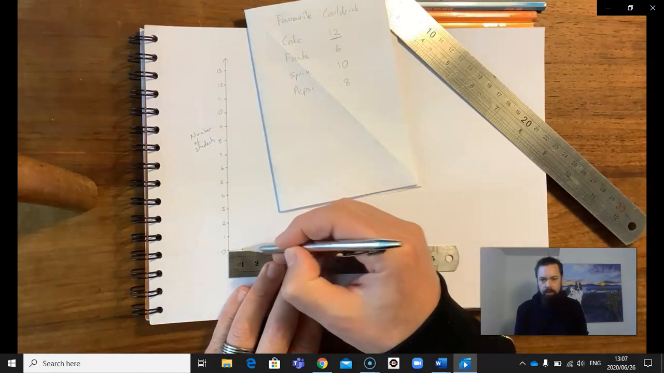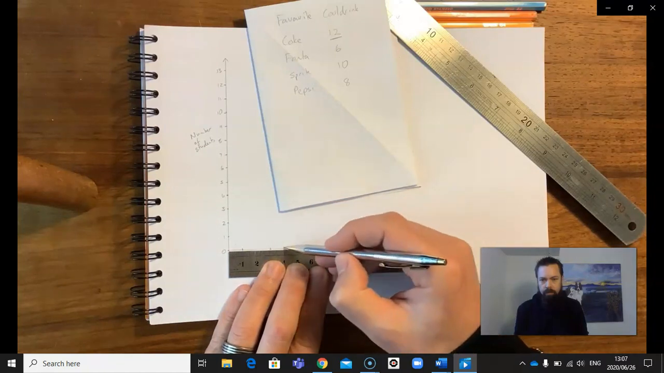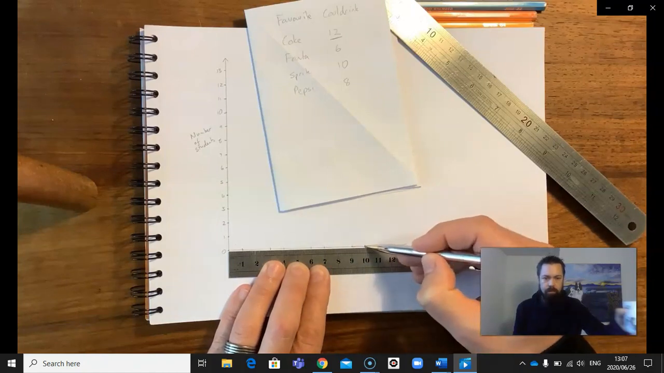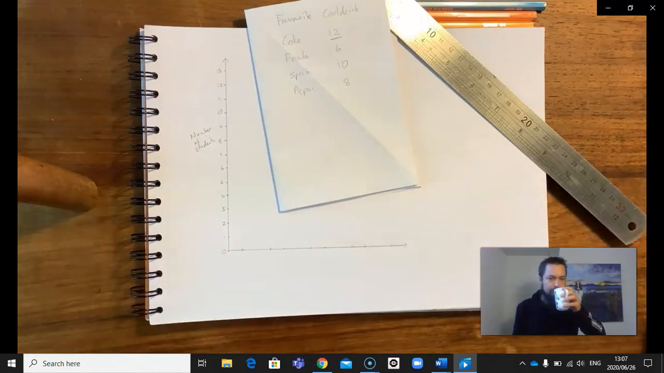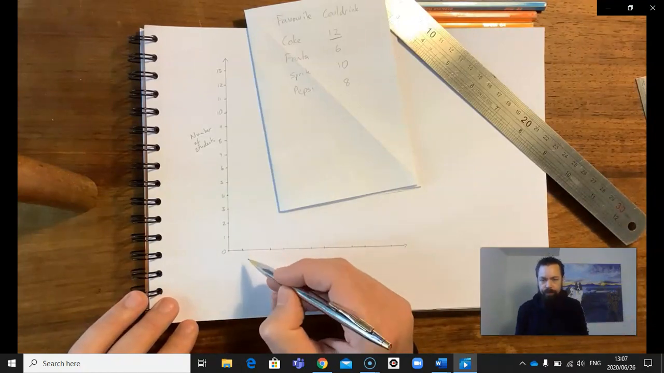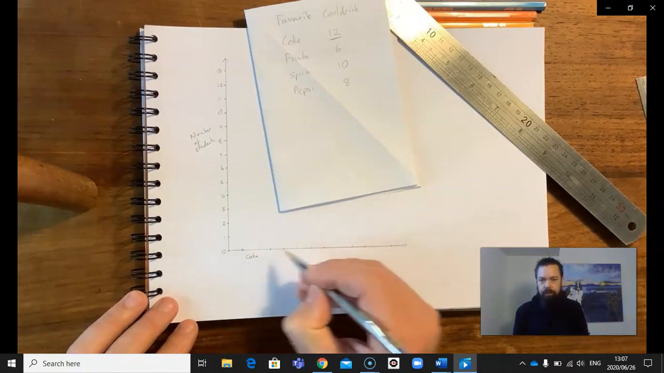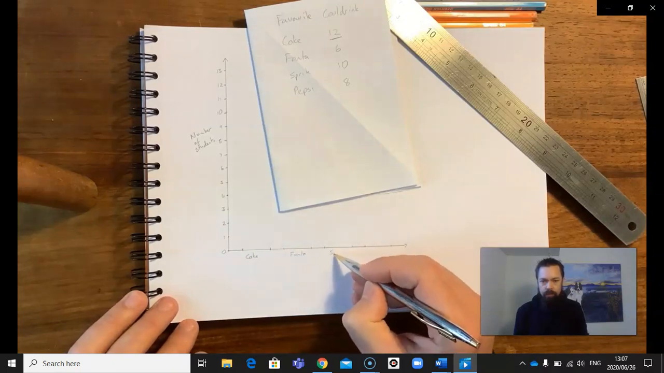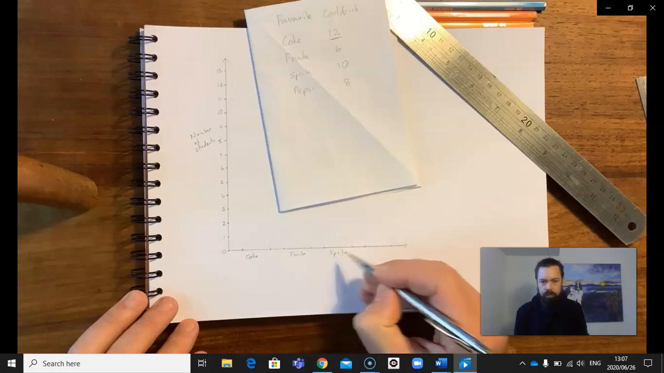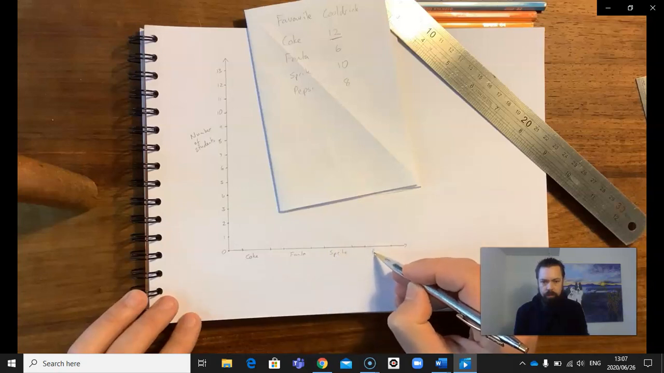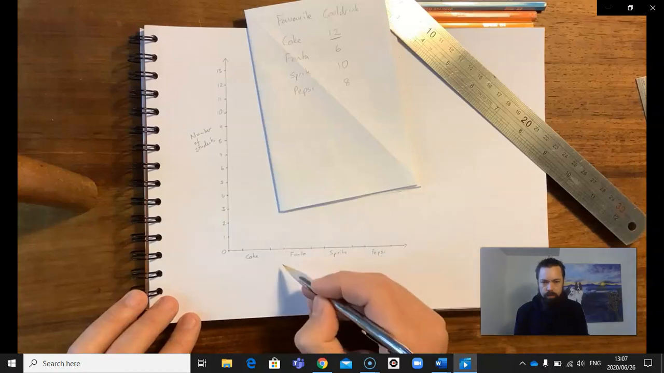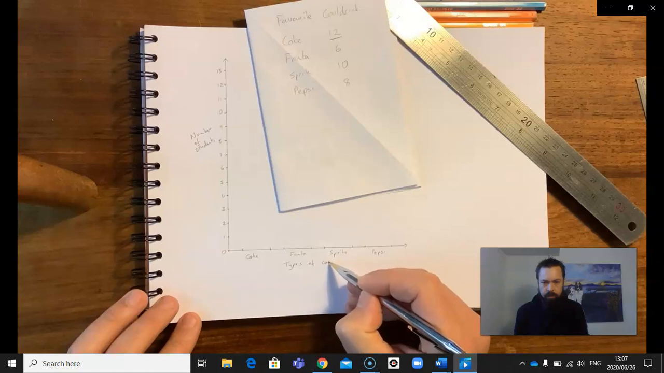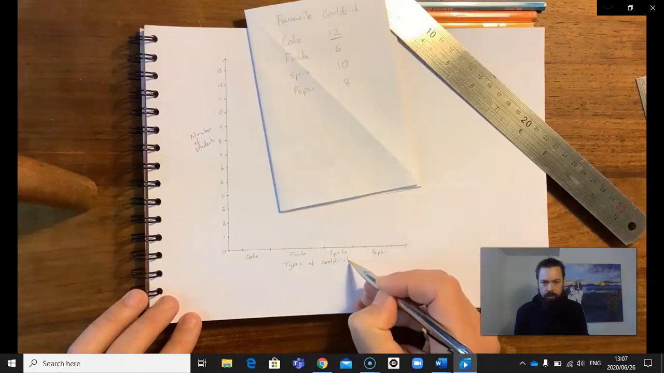So I said I was leaving a gap, and I was going to have the first one, and a gap, and the second one, a gap, and the third one, a gap, and the fourth one. All right, so in each of these spaces, I'm going to put what it was. The first one was Coke, the next one was Fanta, the next one was Sprite, and the last one was Pepsi. And we were talking about types of cool drink.